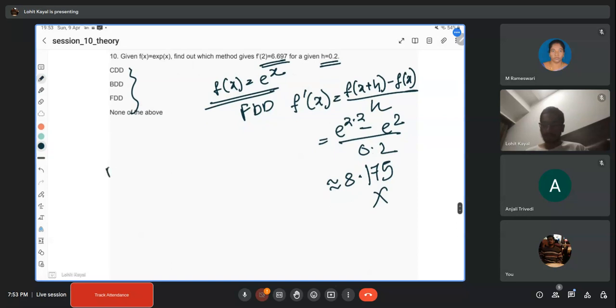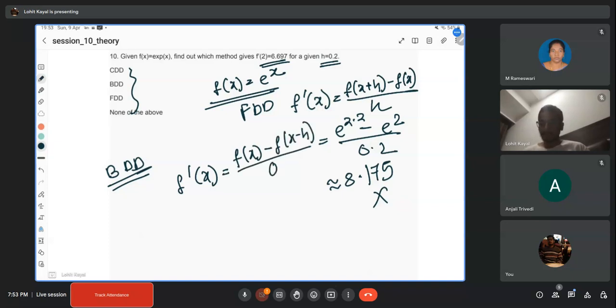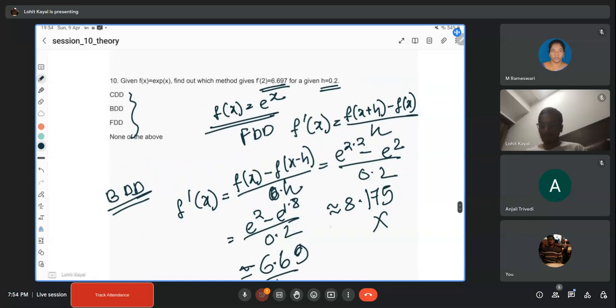Now if you use BDD scheme, you will get that f prime of x is equal to f of x minus f of x minus h divided by h. And h is 0.2. So it will be e to the power 2 minus e to the power 1.8 by 0.2. You will find that this value will be 6.69. Okay. So this is close to this expression. So the correct answer will be BDD.